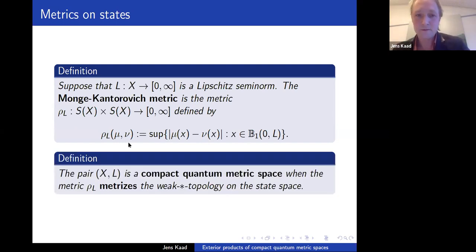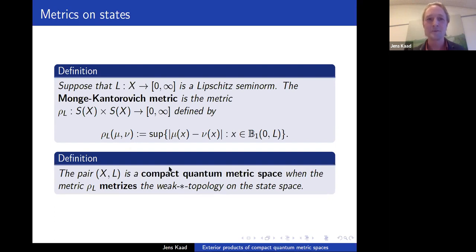Then you say that the pair consisting of this operator system and the Lipschitz seminorm is a compact quantum metric space in the sense of Rieffel once this metric, the noncommutative metric, metrizes the weak star topology on the state space. Okay, so a super good question is, suppose that you now give me an operator system and a Lipschitz seminorm. How do I verify that I have a compact quantum metric space? It sounds like I would need to understand this operator system, the state space and this metric.